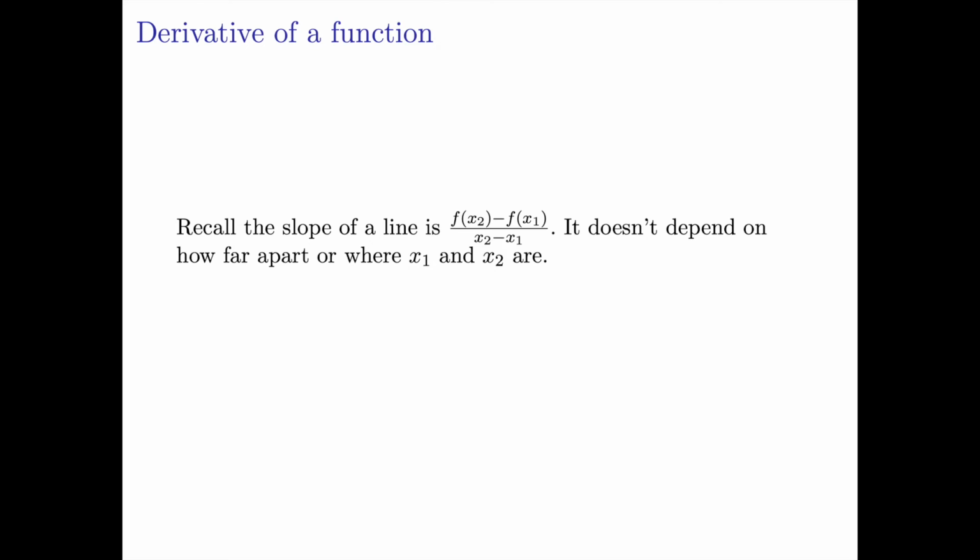In this video, we're going to see what a derivative of a function is. If you go back to the video on lines and slopes, you'll recall that if we have a linear function f, the slope of that line we described as being the value of f at x2 minus the value of f at x1 divided by the difference between x2 and x1. How far apart x1 and x2 were didn't matter. Pick any x1 and pick any x2, you just needed two values of x, and you would be able to calculate the slope of that line.